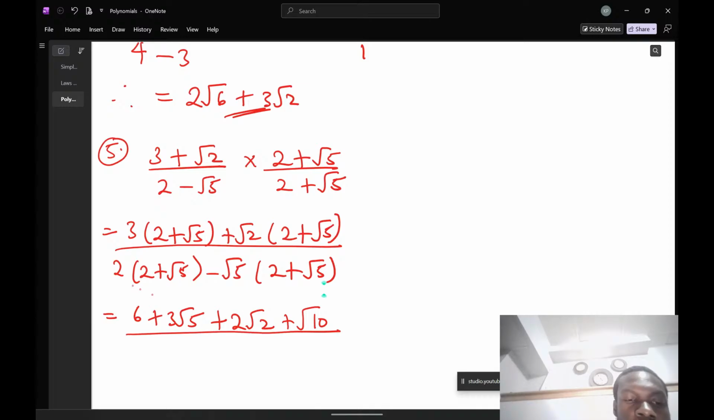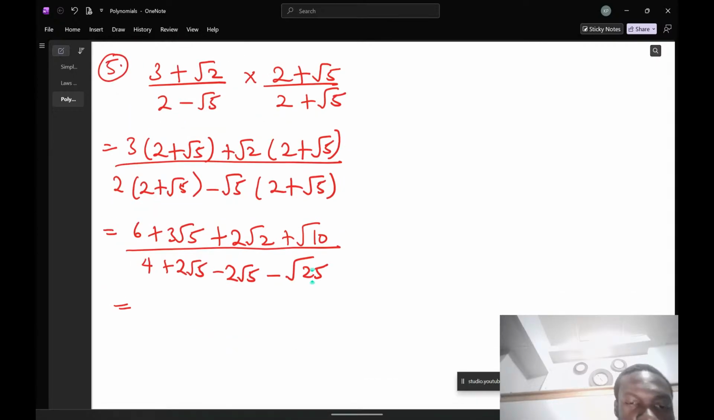Okay, and then we have 2 times 2 is 4. 2 times plus root 5 is plus 2 root 5. Minus root 5 times 2 is minus 2 root 5. Minus root 5 times plus root 5 is minus root 25.